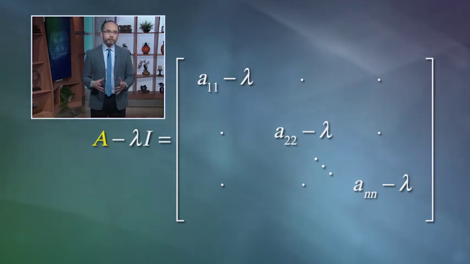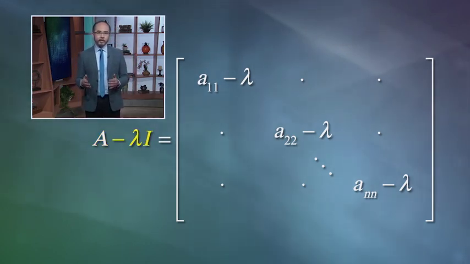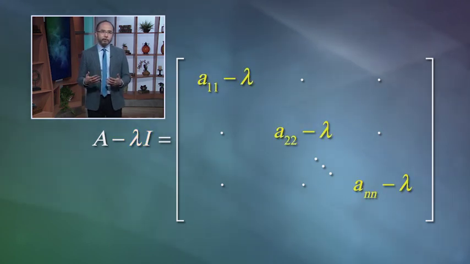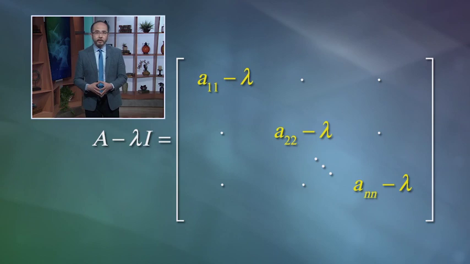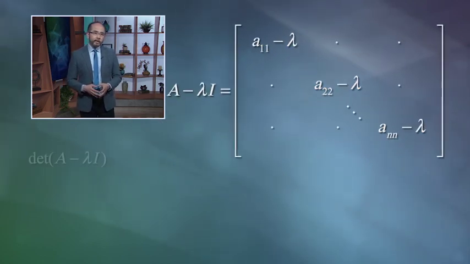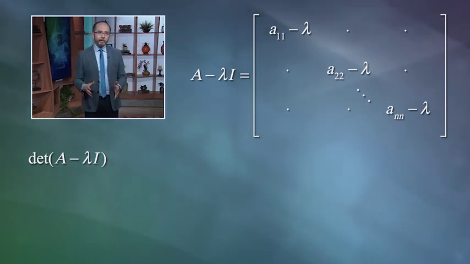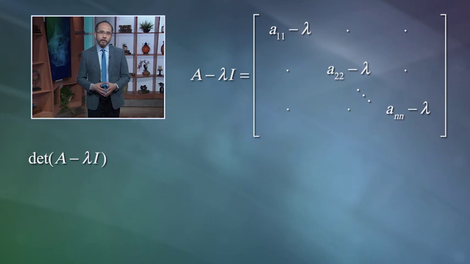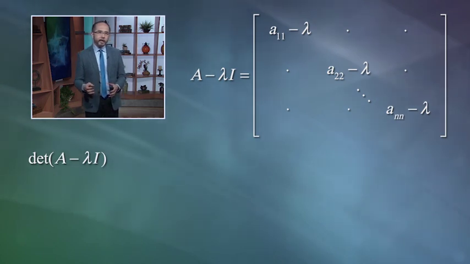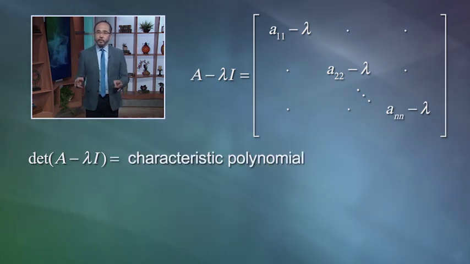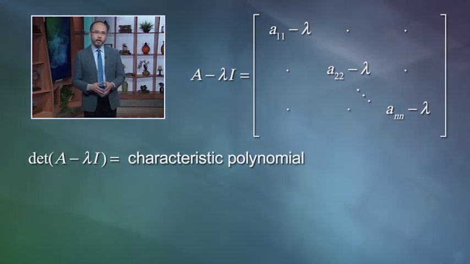You may recall that our process for finding eigenvalues of a square matrix A began by subtracting a variable lambda times the identity matrix. This was equivalent to subtracting the variable lambda from each of the diagonal entries of A. We then took the determinant of this matrix. Because of the variable lambda, the expression for the determinant will be a polynomial in lambda. This polynomial has a special name. It's called the characteristic polynomial of the matrix A.